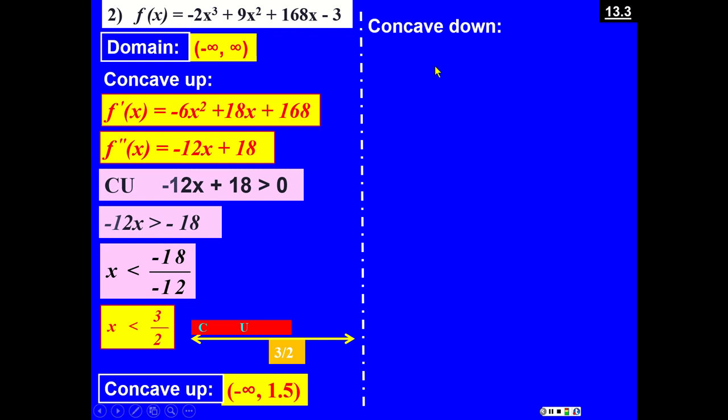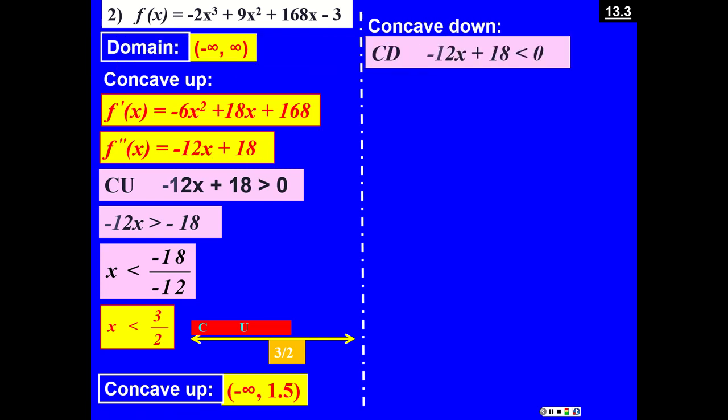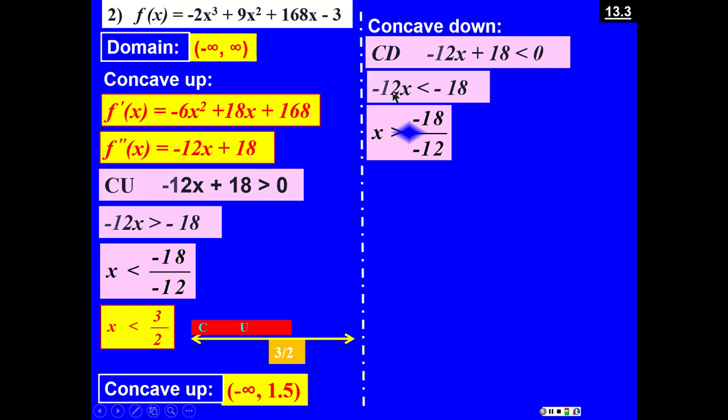For concave down, again, your second derivative, you set it less than 0. You need to solve for x. Then from here, move your 18 to the other side. It becomes minus 18. You have to get rid of the minus 12. Divide both sides by minus 12. Again, as you can see, you had a less, now it has become bigger. Reduce, which is my answer. X is going to be bigger than 3/2.